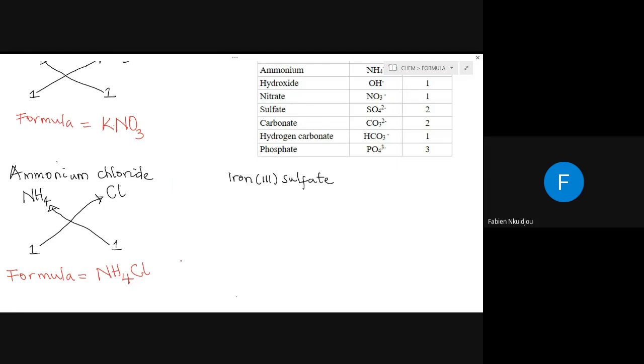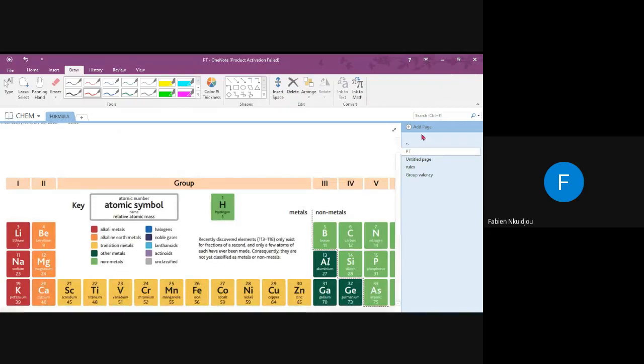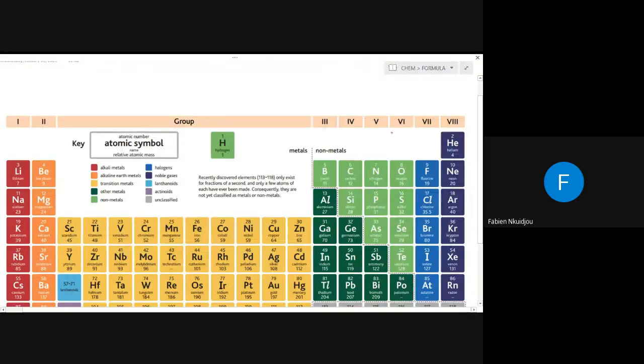Last is iron 3 sulfate. Iron 3 sulfate. So let's go to the periodic table to get the chemical symbol of iron. So here is our periodic table. Here we have iron. This is it, the 26th element. So that is the chemical symbol for iron.